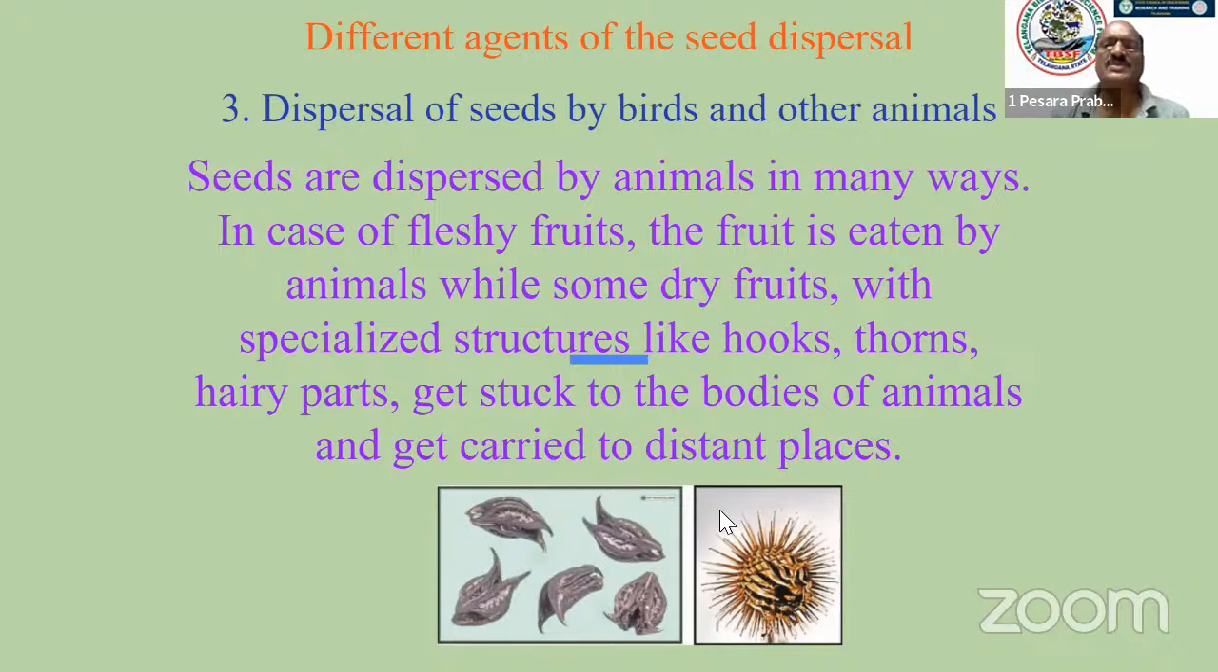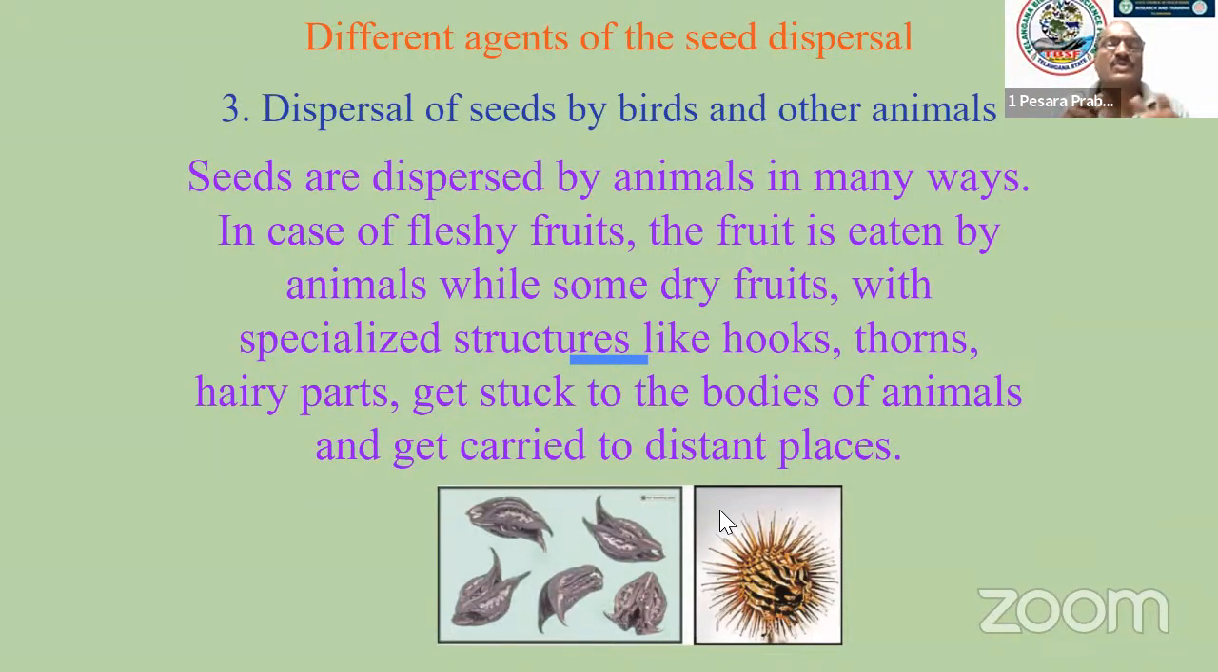In case of fleshy fruits, the fruit is eaten by animals. I think you might have observed this, for example, tomatoes. Birds eat the tomatoes. What will happen to the seeds? They may excrete the seeds at some place and they germinate at that place. While some dry fruits with specialized structures like hooks, thorns, hairy parts get stuck to the bodies of animals and get carried to distant places.